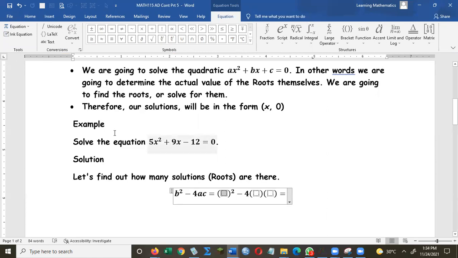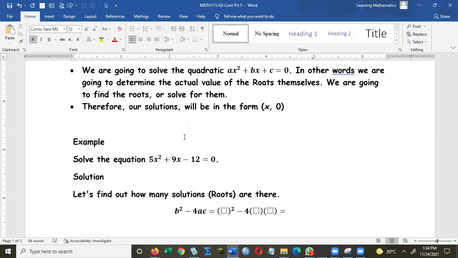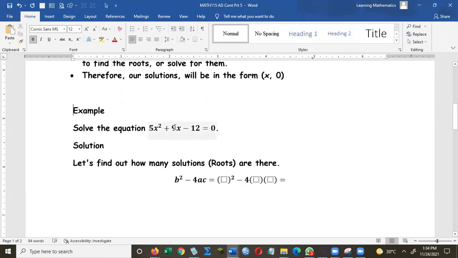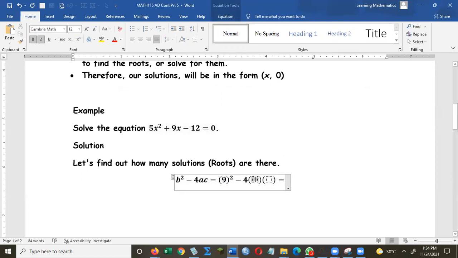Yes, that's the equation, the example we're using. The value of b is 9. B is always in front of the x. Ax squared plus bx, so b is 9. Then a is supposed to come there. What is a? A is the number in front of x squared, the coefficient of x squared. A is 5. And c, what is c? Negative 12. Please don't forget the negative. It belongs to the 12.